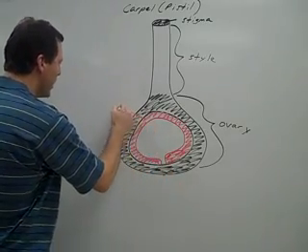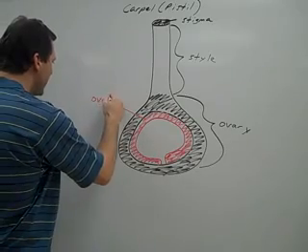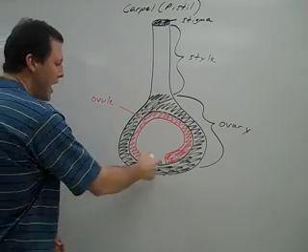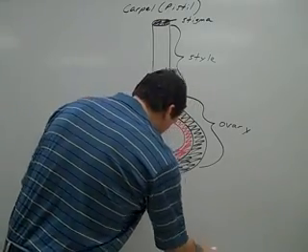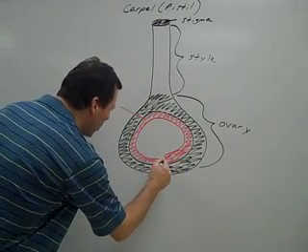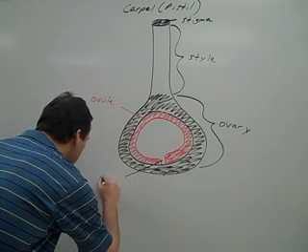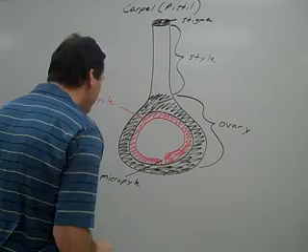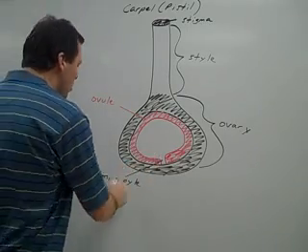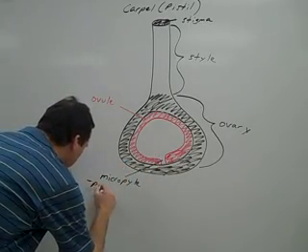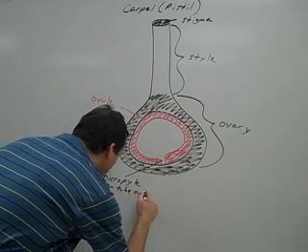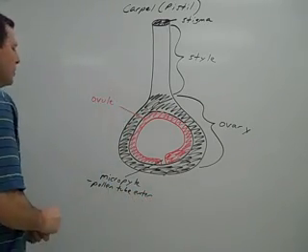So we'll go ahead and label that ovule. And there's going to be a little hole here in the ovule. This hole has a special name. The hole here is referred to as the micropyle. And this micropyle is the hole through which the pollen tube is going to enter the ovule.